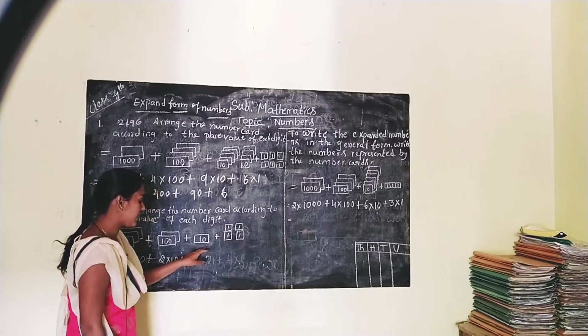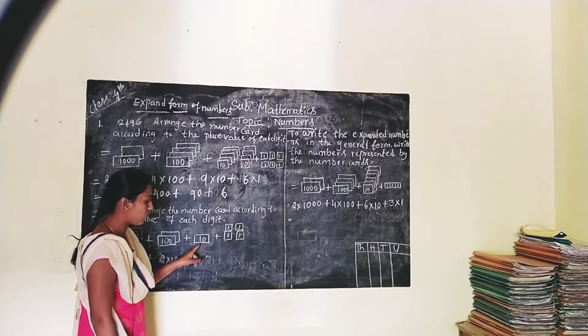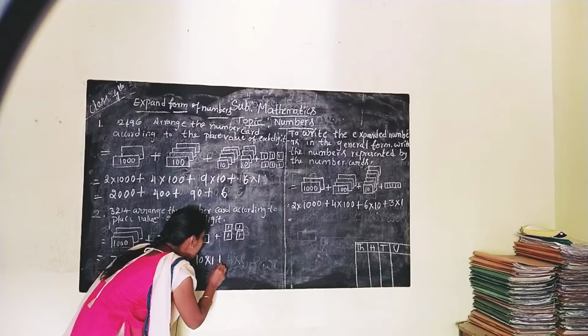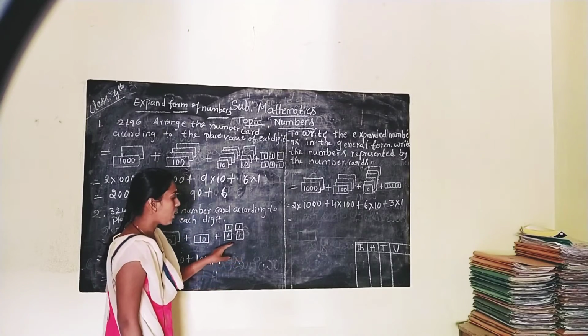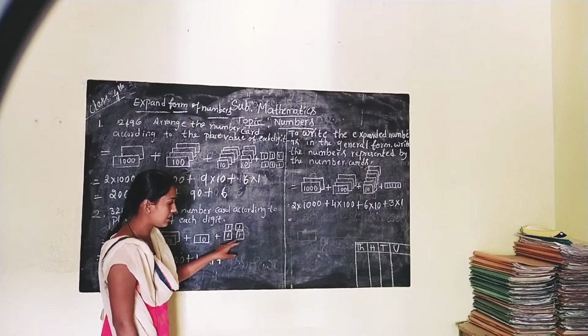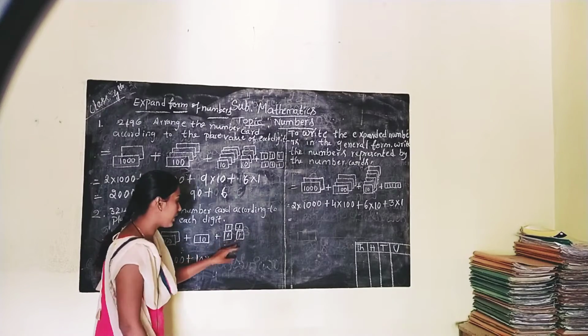Next, this is the tens place. How many cards are there? Only 1 card is there. 10 into 1. Next, this is the units place. How many cards are there? We count 1, 2, 3, 4. 4 cards are there. This is the units place. 4 into 1.